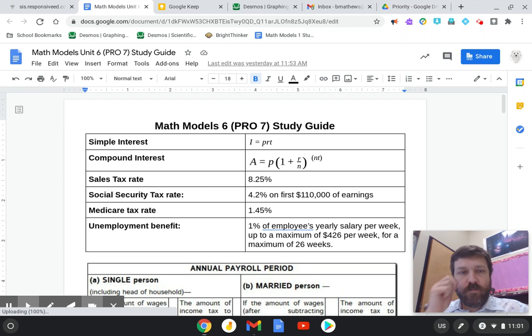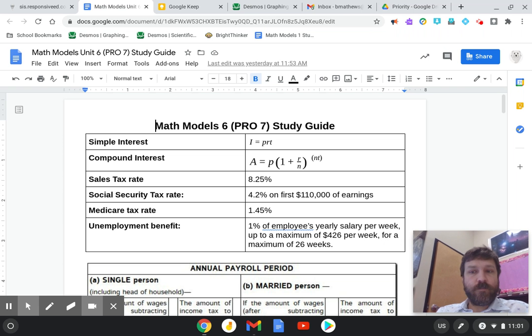All right, this is the Math Models Unit 6 or Pro Unit 7 video for the review. So I'm going to go over the questions here on the study guide and just kind of tell you what you need to know for the test. I pretty much mirrored the test in terms of the questions on the study guide. They are duplicates of what's on the test with different numbers, different situations, but more or less the same skills that you need to solve the ones on the test.